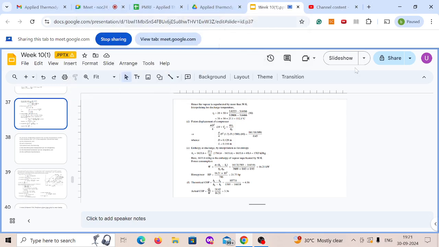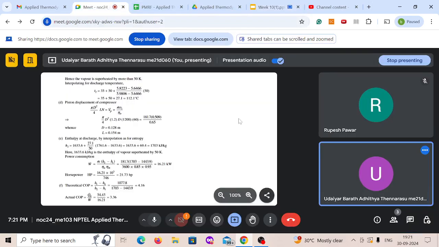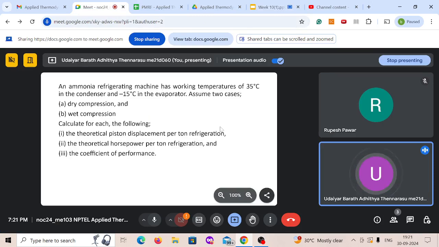Okay then. So with that, I'll go to the next question. An ammonia refrigerating machine has working temperature of 35 degrees Celsius in the condenser and minus 15 degrees Celsius in the evaporator. So just like the previous problem, just a variation of that problem. So assume two cases, one A, dry compression, and B, wet compression. Calculate for each the following: 1. The theoretical piston displacement per ton refrigeration, the theoretical horsepower per ton refrigeration, and the coefficient of performance.